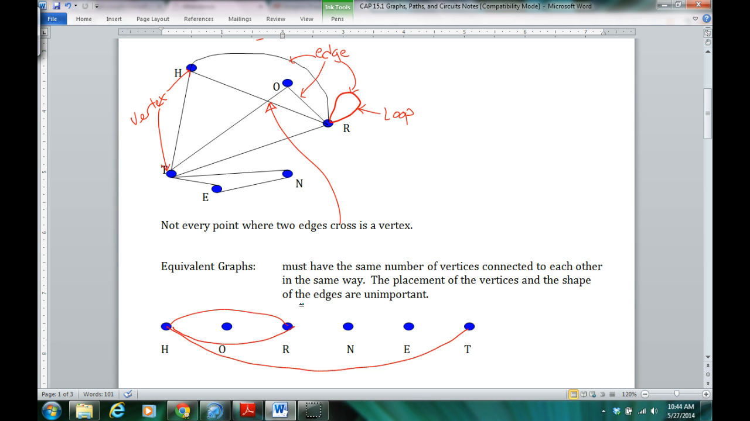Okay, so now let's look at O. What comes out of O? T. Yep, one going to T, and one going directly to R itself. Okay, look at R. I already have the edges going to H and O. I still need one going to T. And also there's this loop coming out of R, so I can just put that right here.